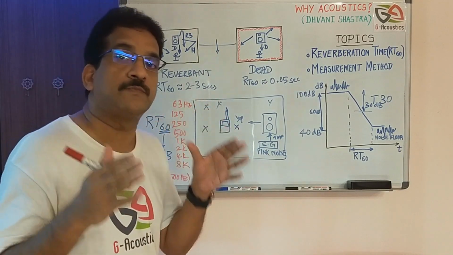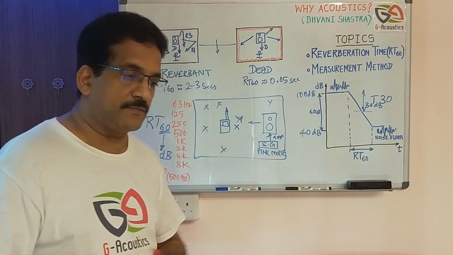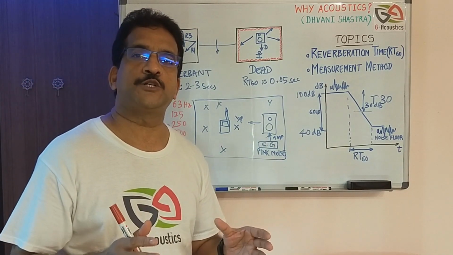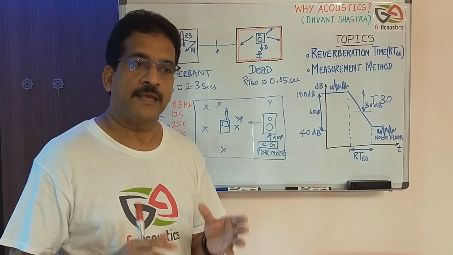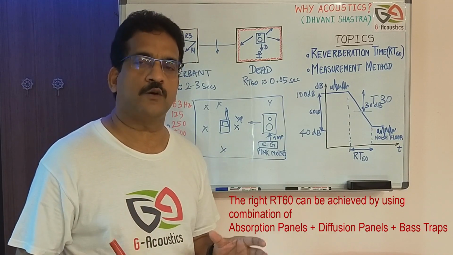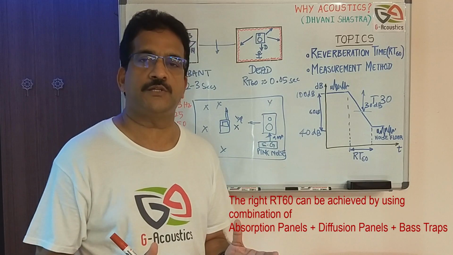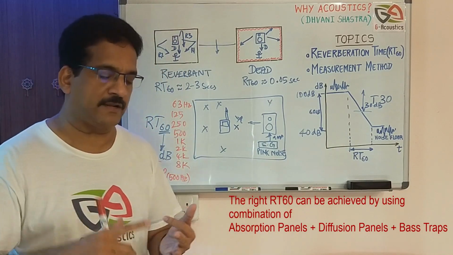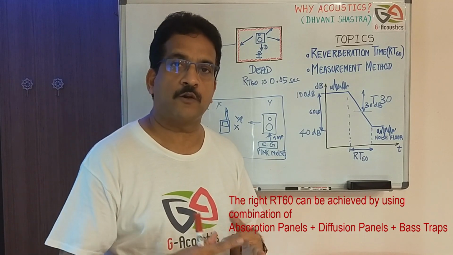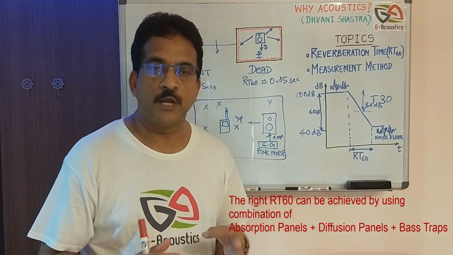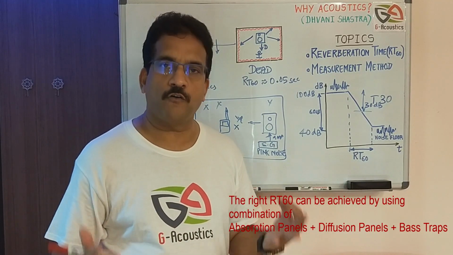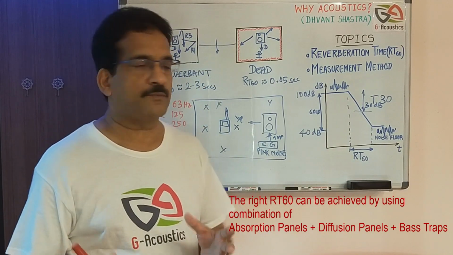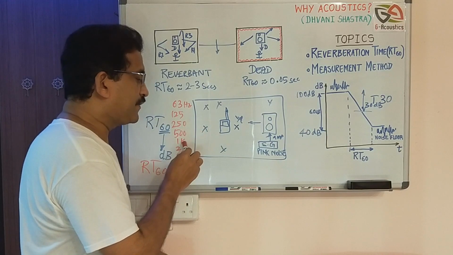So if we have to address the RT60 values for the complete set of frequencies, we have to use specific materials. That's the reason room acoustics, getting the right reverberation time inside the room, is a challenging task, because it uses a combination of panels like an absorption panel, a diffusion panel, and an LF absorber, otherwise called bass traps. All these combinations of panels help in getting the right reverberation time.